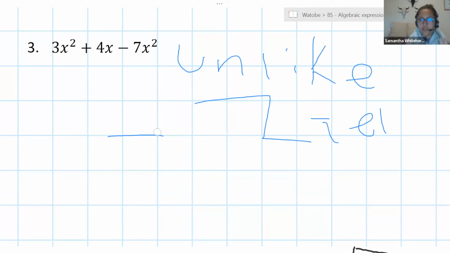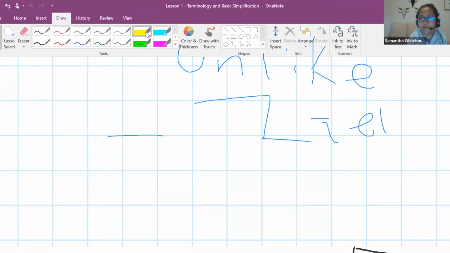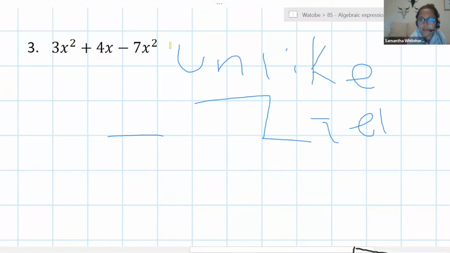Everyone else, make sure you're doing this question. I can see some answers starting to come into the chat. Remember, find your like terms and then make sure you add or subtract your like terms from each other. If a term doesn't have a like term, it just stays exactly as it is.